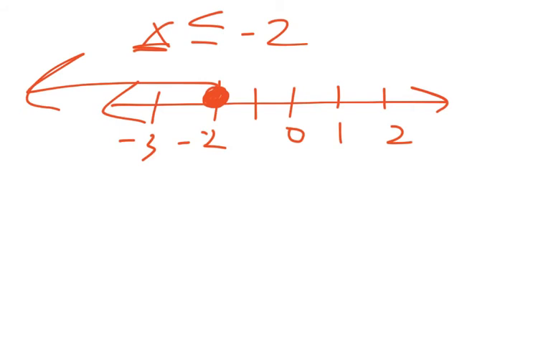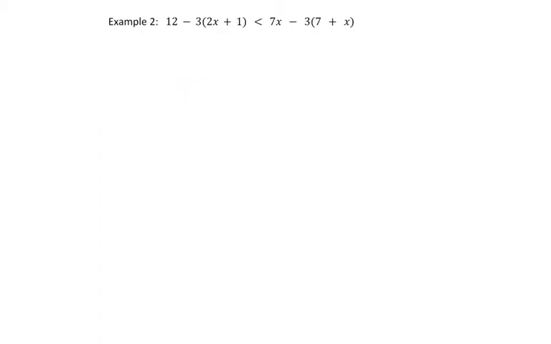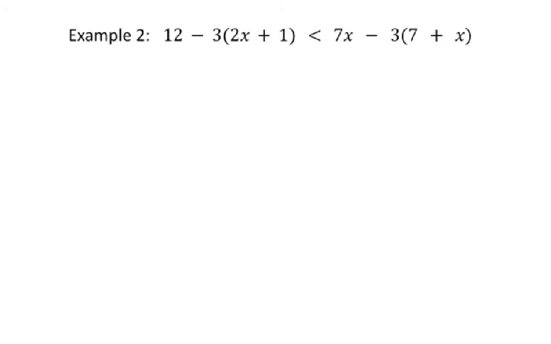Okay? Let's look at another example. So I'll make that a little bigger so you can see it a little better. So we have 12 minus 3 times the quantity 2x plus 1, less than 7x minus 3 times the quantity 7 plus x. So always a good idea to draw a line through your inequality sign because that separates your two sides. So your first step, and we're not going to have the steps next to it here, your first step is to distribute.